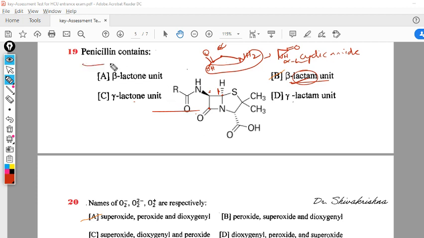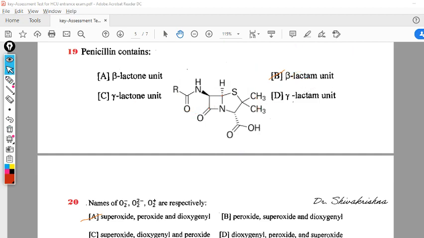So all the penicillin groups have this as the core. Many penicillins are there. In that family, most are antibiotics, and they can be used for other toxic effects also. So the penicillin family will contain beta lactam rings. Okay. Next.